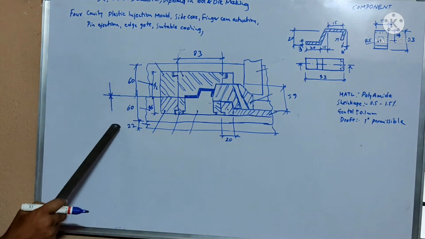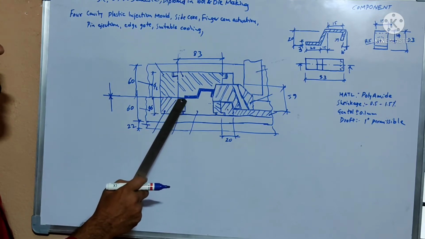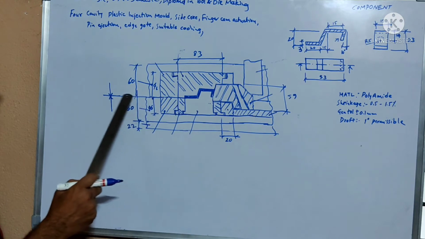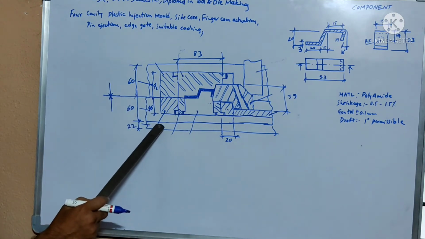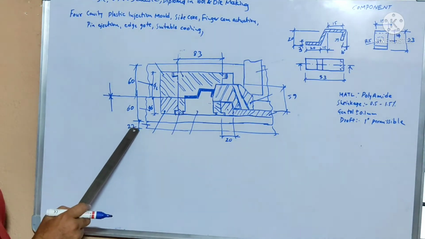And in this drawing, you are observing this line is the parting line. This line is the parting line, and the core back plate thickness is 22 mm. Core back plate thickness is 22 mm.